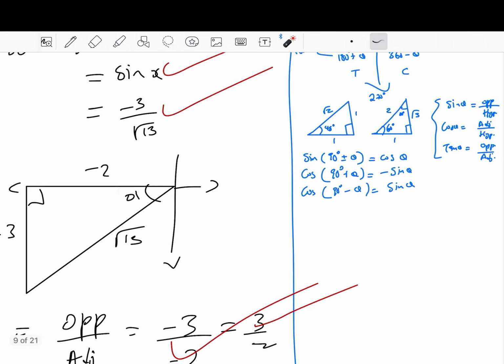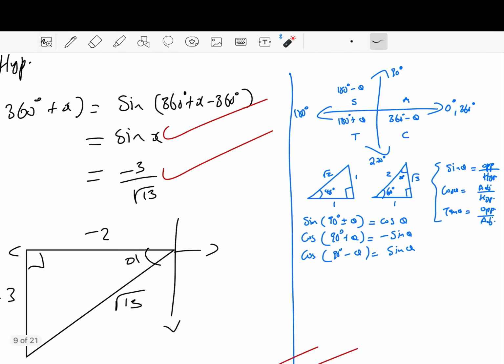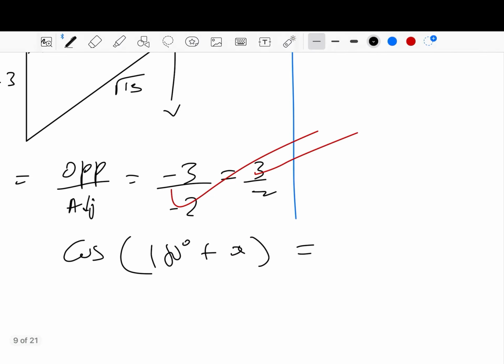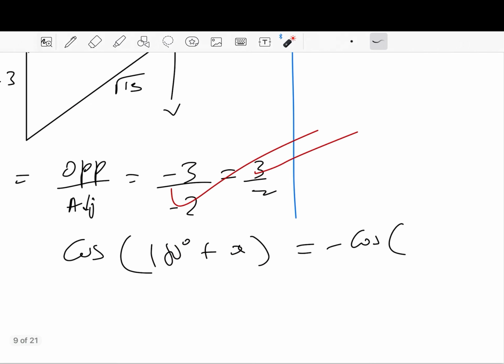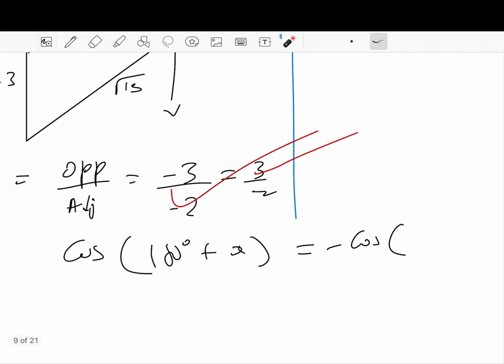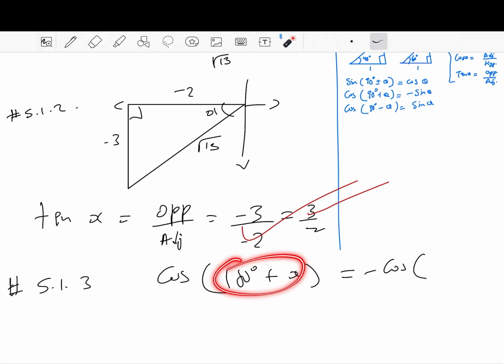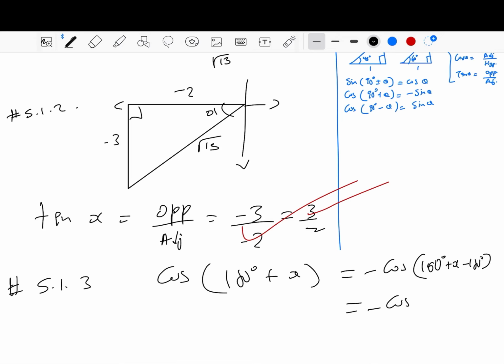And in the third quadrant, only tan is positive. So our cos is negative. So you write negative cos. Now what you're going to do is try to take that 180 degrees and put it back into your first quadrant. So we're going to subtract 180 degrees from both sides. So you have 180 degrees plus x minus 180 degrees, which is equal to negative cos x, and that's your answer. Cos of 180 plus x is equal to negative cos x.